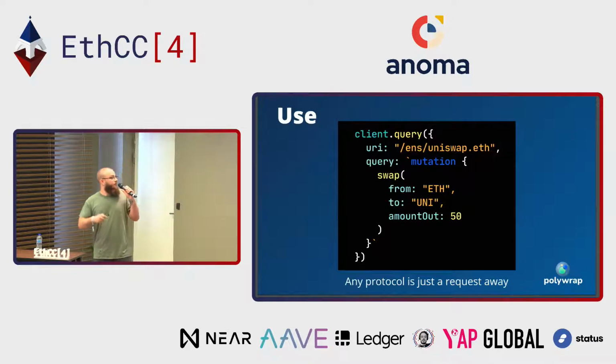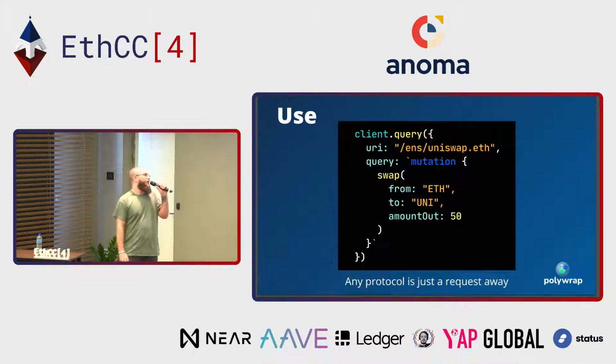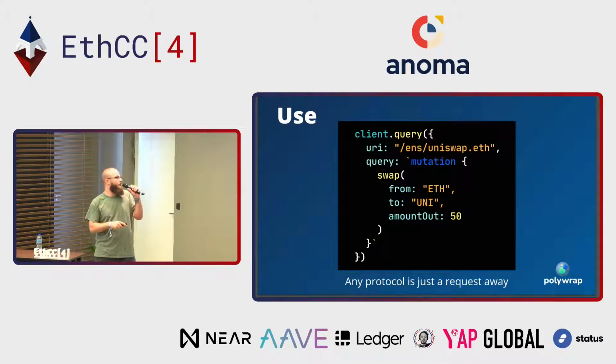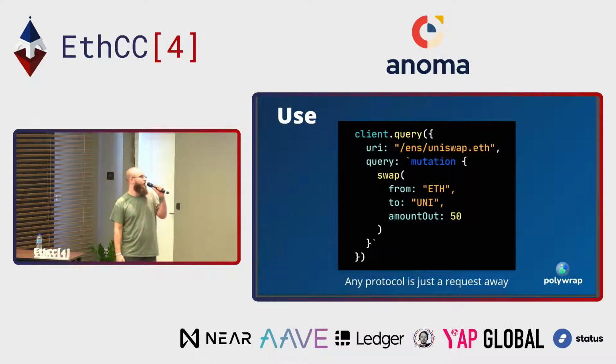And then lastly, we can query something. Here we have an example where we do client.query, and we do ens/uniswap.eth. At this ENS address, it'll redirect to an IPFS hash, and then we'll download the polywrapper there. So ENS IPFS content. Then we just send a query to the module, and we say we want to do a swap mutation. So this is a write operation.